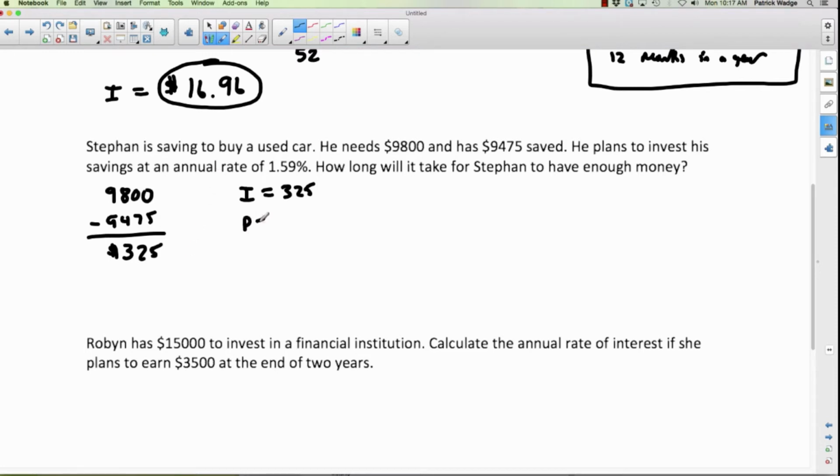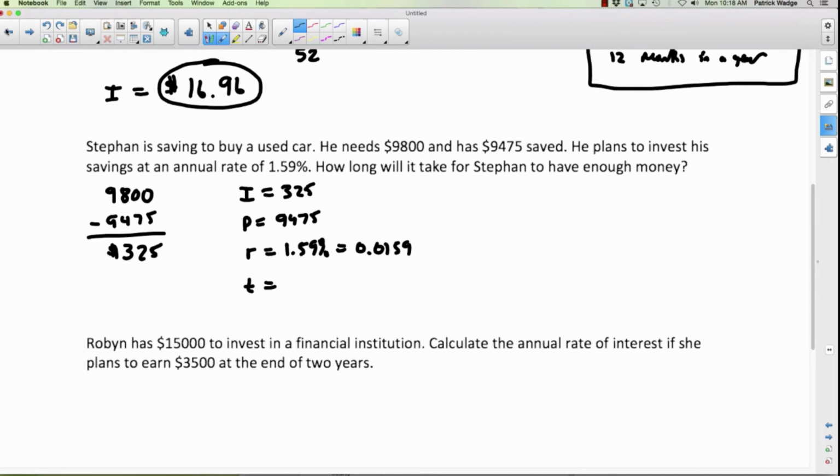Do we know his principal? Yeah, we do. That's how much money he already has saved and he's going to put in the bank. He's already saved $9,475, right? That's the principal he's putting in, and he wants to earn this amount of interest, $325, to get him up to a final amount of $9,800. Okay, what else? Do we know R, the interest rate? Yeah, we do. It's 1.59%, or if we write it as a decimal, divide by 100 or move the decimal over 2 spots, you'll get 0.0159. And T, do we know the time? No, we don't. It says how long will it take for Stefan to have enough money, and it doesn't tell us what the T is.